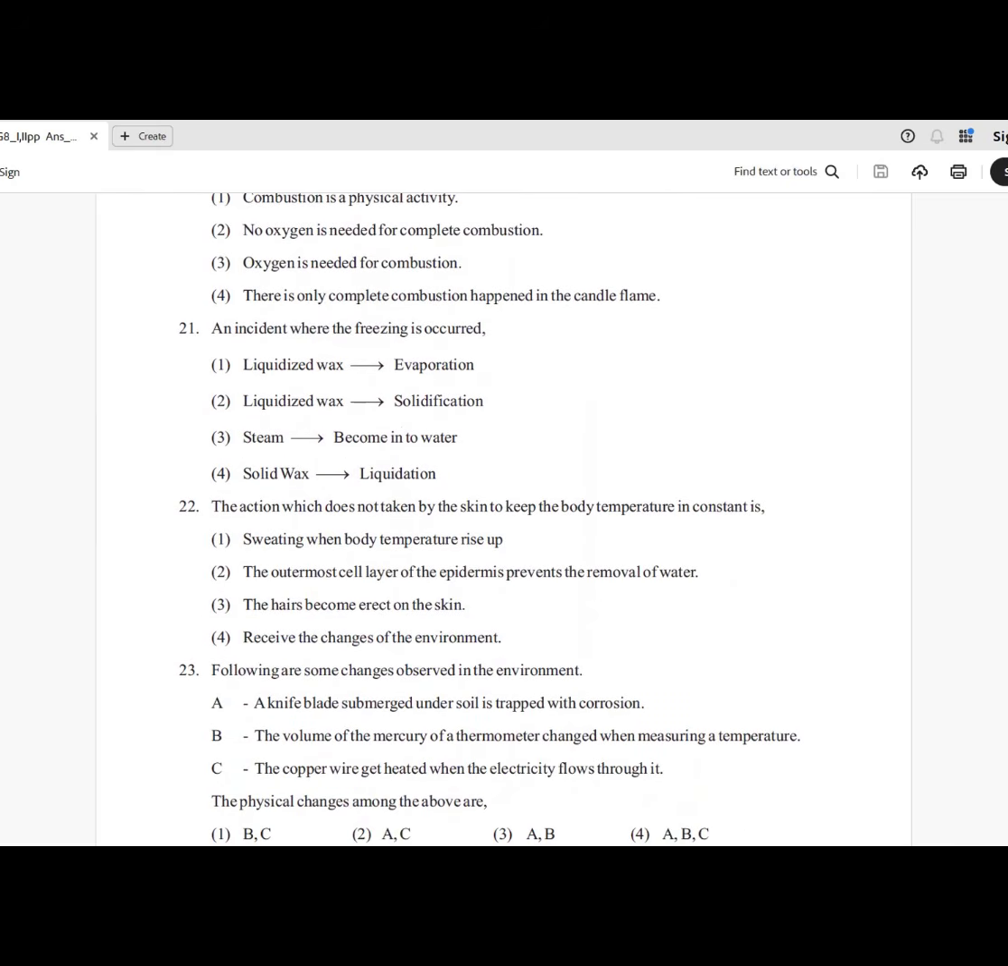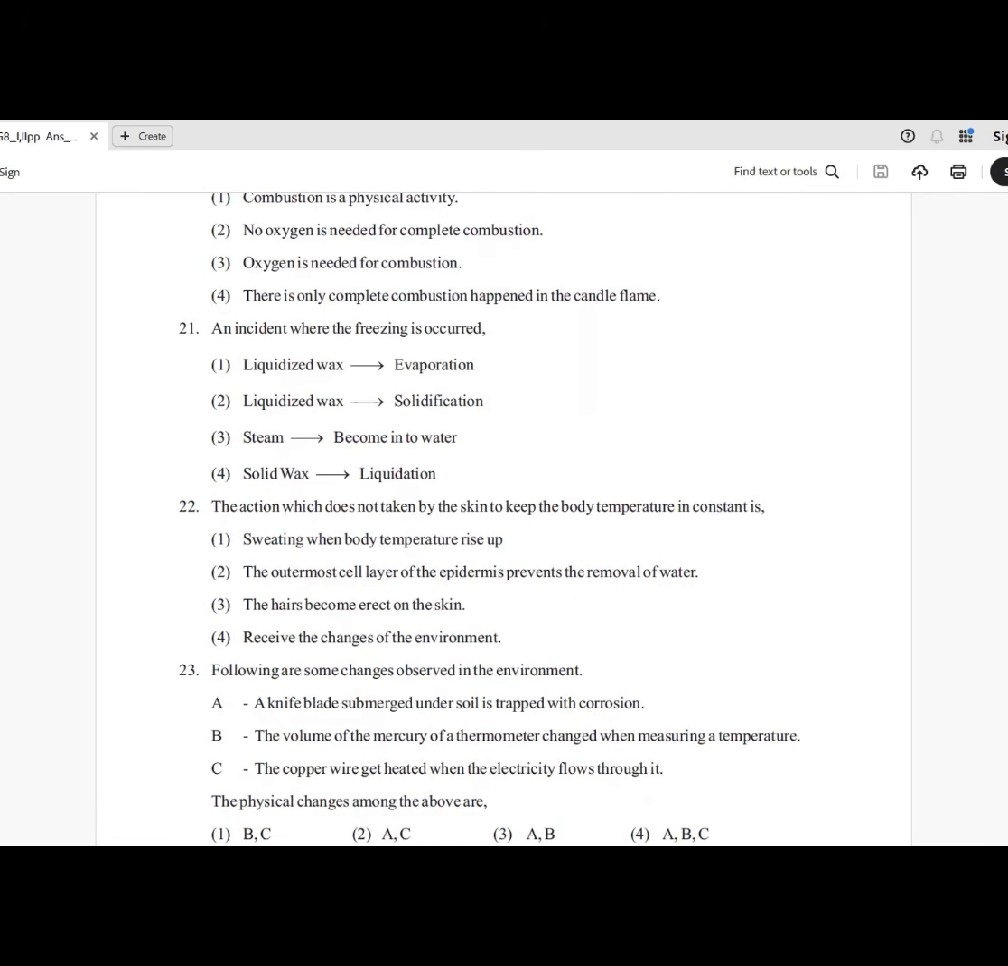21. An incident where freezing occurs. Number 1, liquid wax to evaporation. Number 2, liquid wax to solidification. Number 3, steam becoming water. Number 4, solid wax becoming liquid. Answer number 2, liquid wax becomes solid. It's freezing.